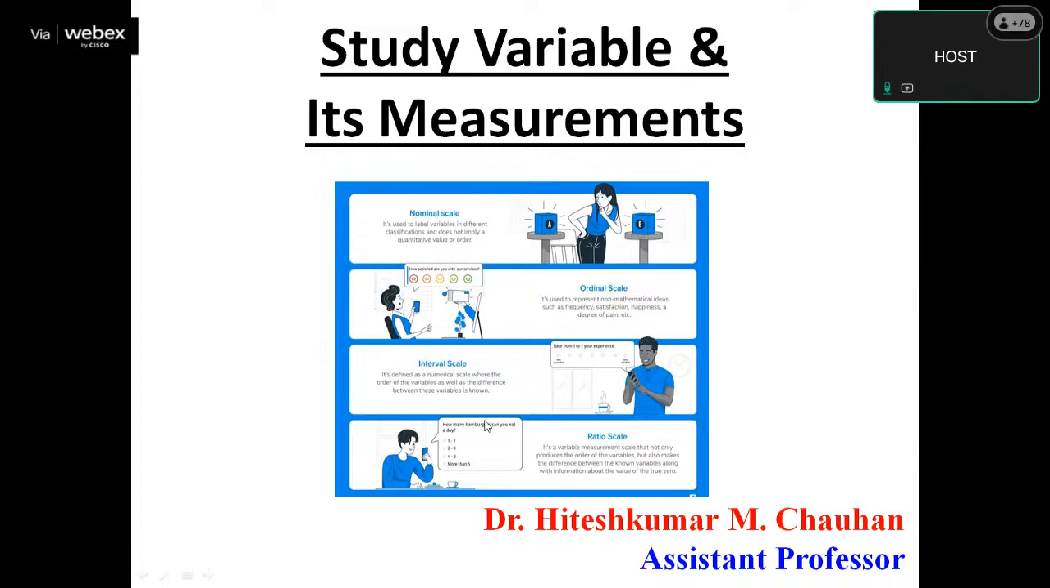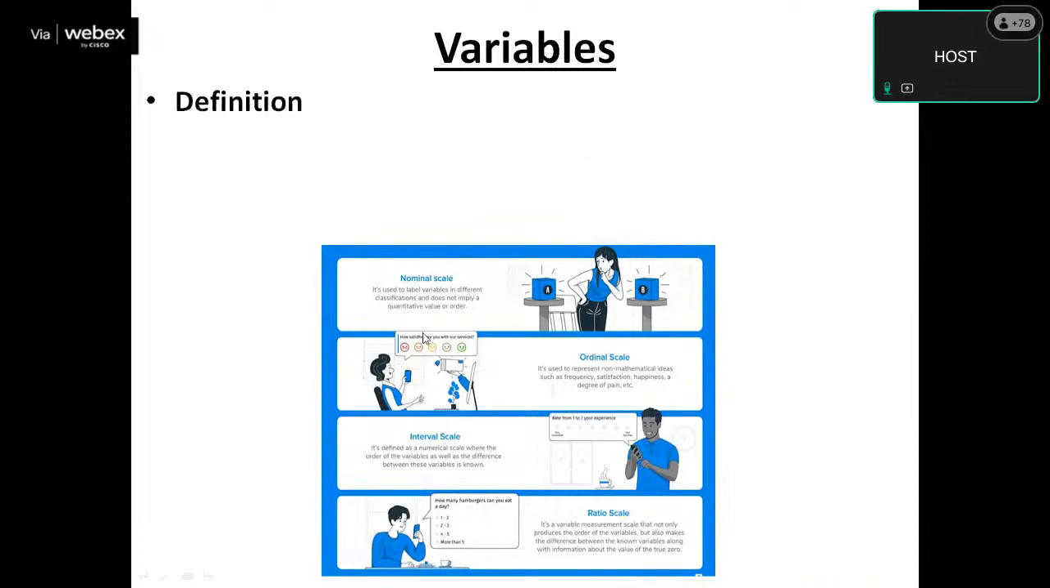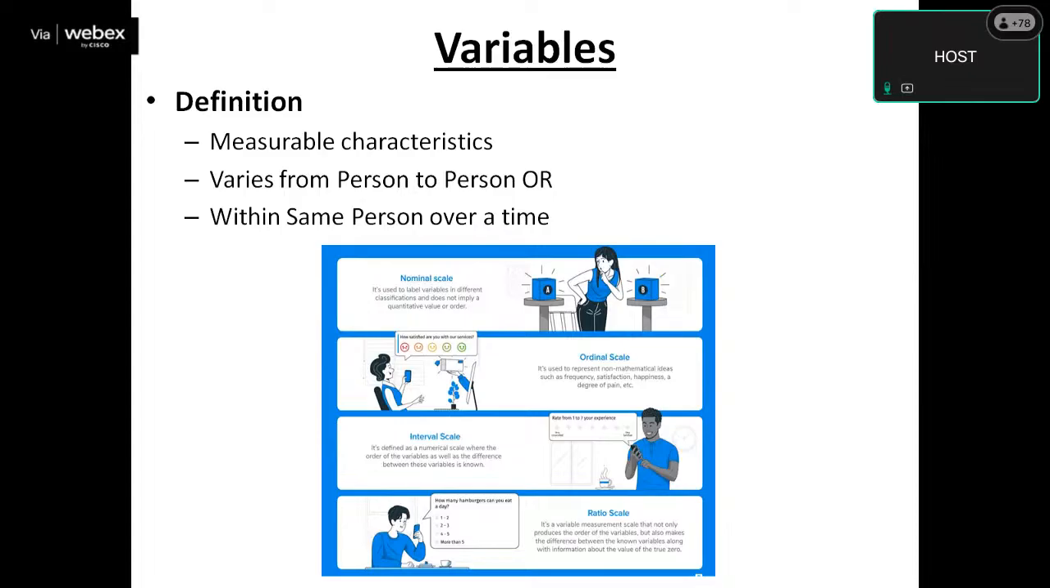So let's start with my topic, the measurements of study variables. As you have just said, there are various types of studies and you will collect some data, and that data is our study variables. So what is a variable? It is a measurable characteristic which varies from person to person or within the same person over time. For example, we can take the height of an individual. That will vary from person to person, and it also varies over time. It is changing in the same person also.